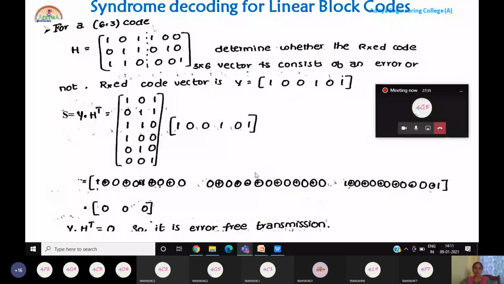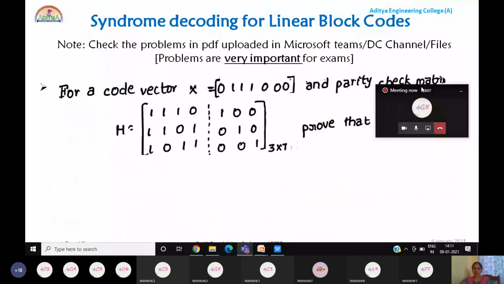So how can you solve this kind of problem? Here they have asked you to check whether there exists any error or not. In order to check this kind of problem, just take the product of y into H transpose. How can you get H transpose from H? First, rows and columns must be interchanged. So y into H transpose, you will get it as 0, so you can say that it is an error-free transmission. So this model of problems is important.